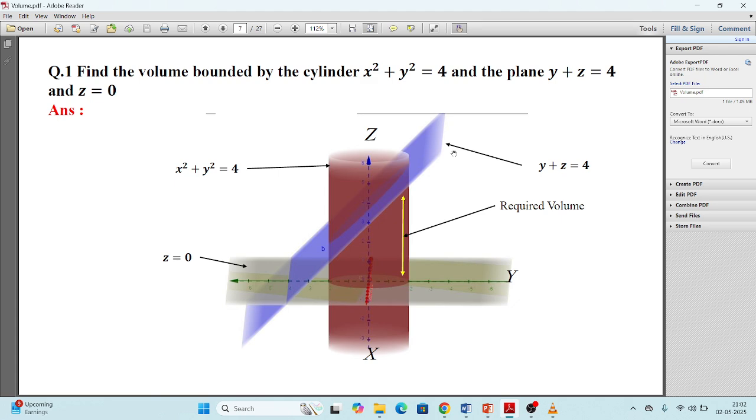Now many of you have confusion if you cannot visualize such kind of volume. Then let us see the equations given. Can I get the limits of z from these equations? Yes, z equals 0. This is one limit, and z equals 4 minus y. This will be the upper limit. So I can very easily get the limits for z.